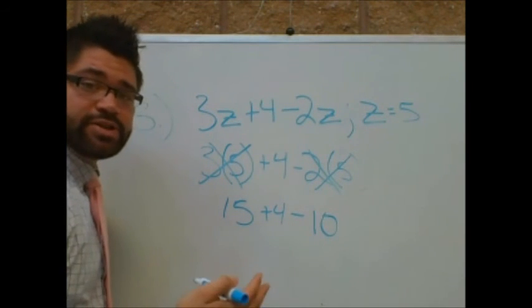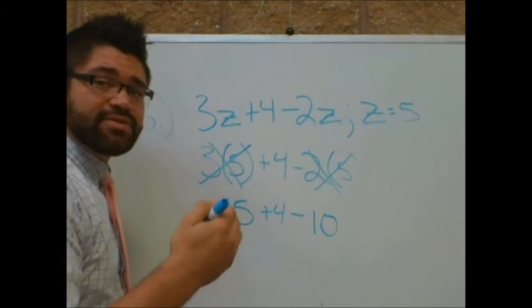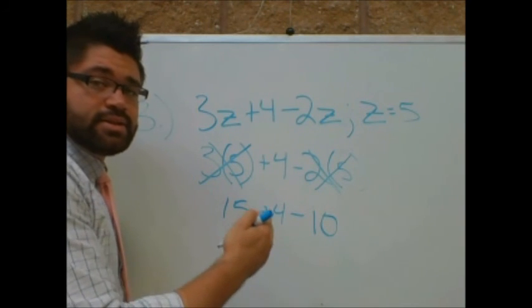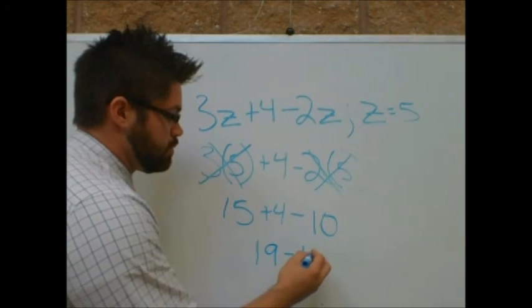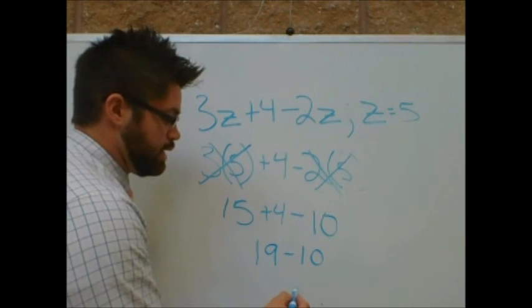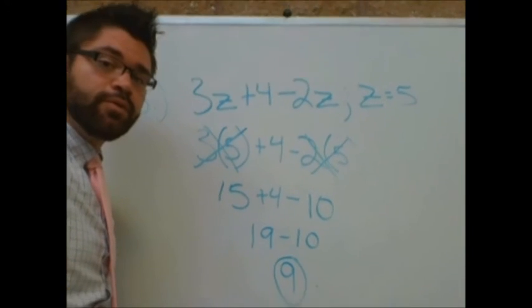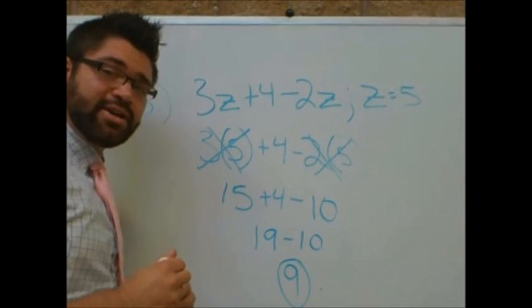Well, if you remember the order of operations again, it doesn't matter if we add or subtract first. We just have to do whatever is left to right now in this instance. So 15 plus 4 is 19. Minus 10, we're going to end up with an answer of 9. So hopefully that works for you as well, and you have this down in your guided practice.